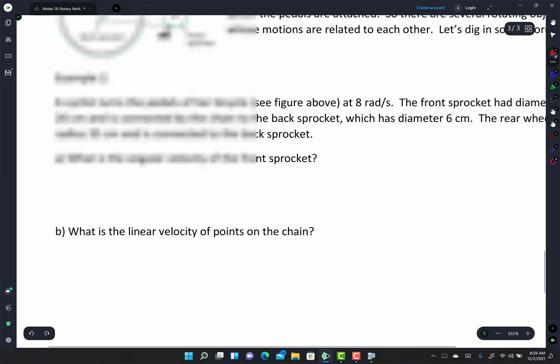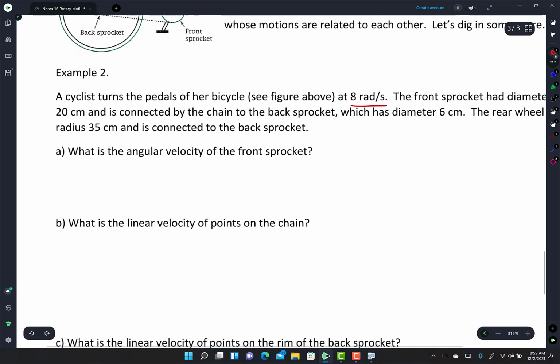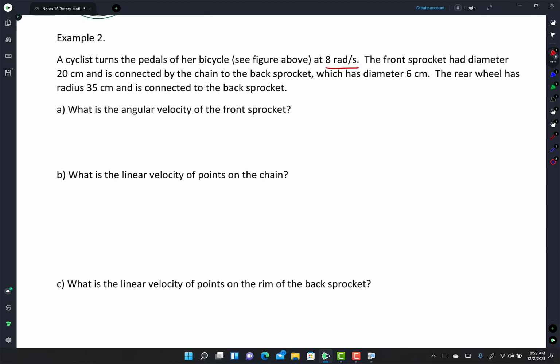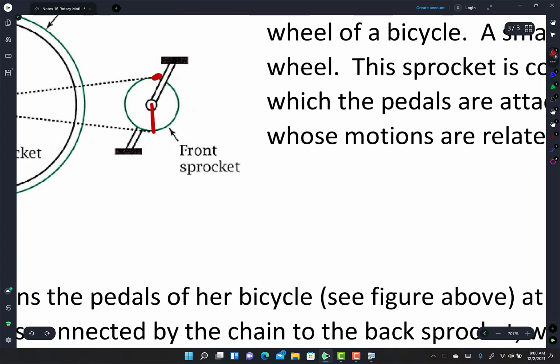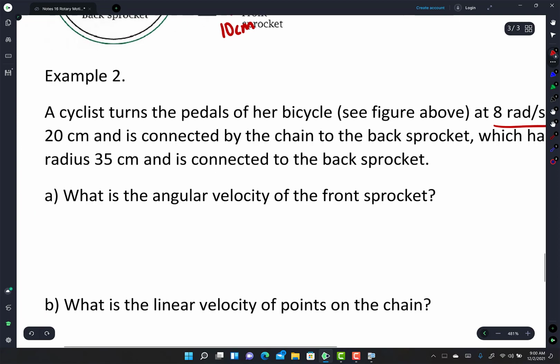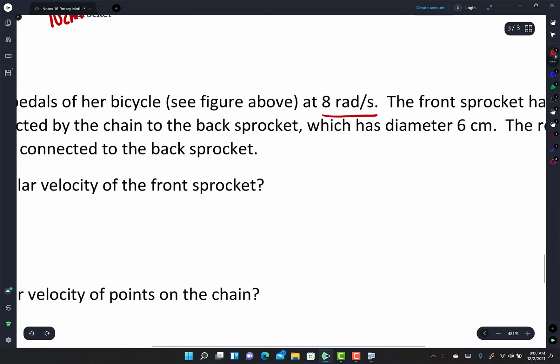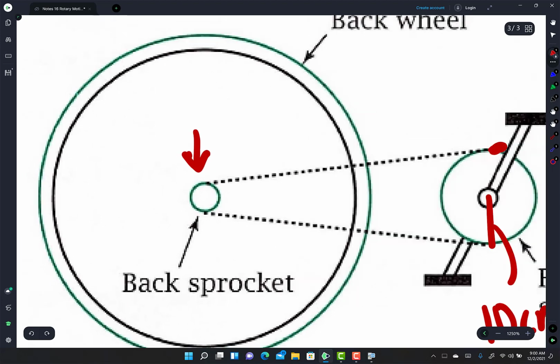It says, a cyclist turns the pedals of her bicycle at 8 radians per second. So underline that. It's probably going to be important. The front sprocket has a diameter of 20 centimeters. So that means the radius is what? 10. So I care more about the radius than the diameter. So 10 centimeters. Travis, why? Because 1 radian is whatever the radius is. And it's connected by the chain to the back sprocket, which has a diameter of 6. So that means the radius is 3. So I'm going to zoom in, and I'm going to put that is 3.